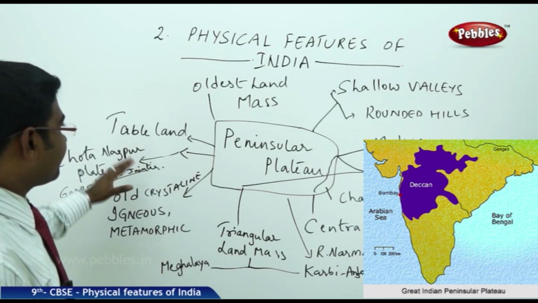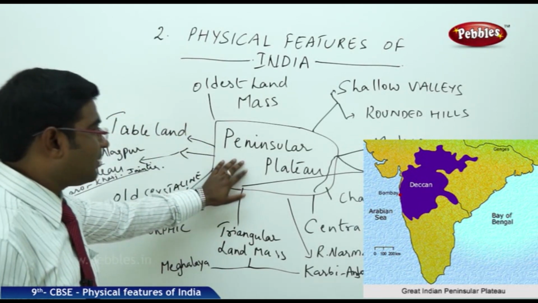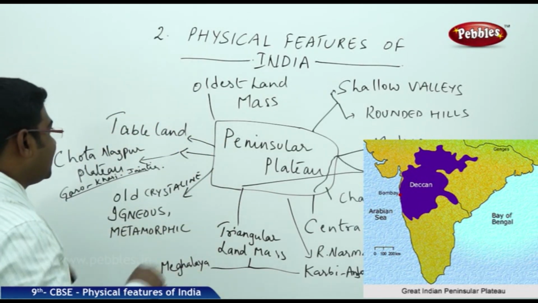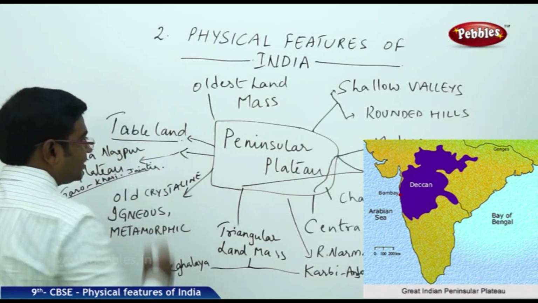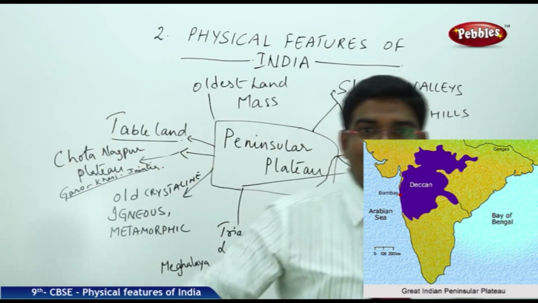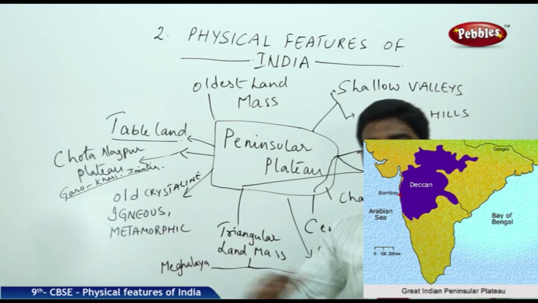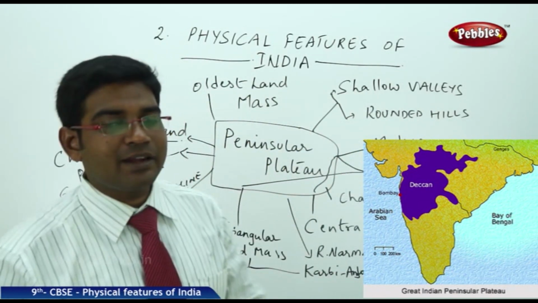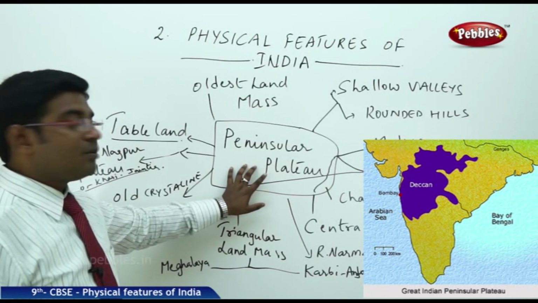Let us start from here. The Peninsular Plateau is a plateau which is like a table land. When we look at a table, the surface is very flat and a large area is at the same level. That land resembles the Peninsular Plateau.